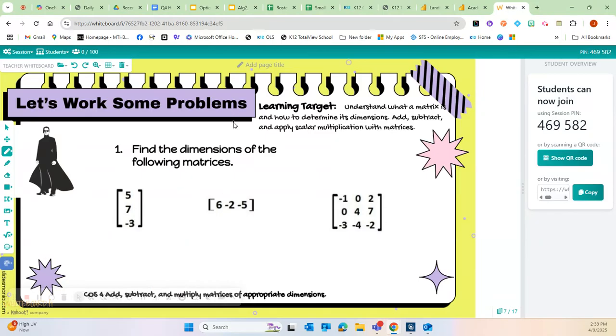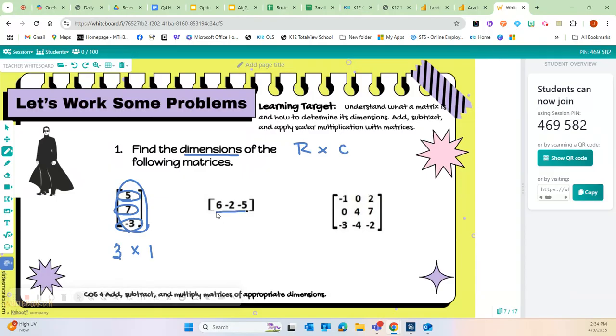Here are just some examples of where they're asking us to find dimensions. I'm going to make my pen a little bit darker. So find the dimensions. So remember, we're doing rows by columns. So this problem has 1 row, 2 rows, 3 rows. So my first number is 3. And it has 1 column. So the dimensions would be 3 by 1.